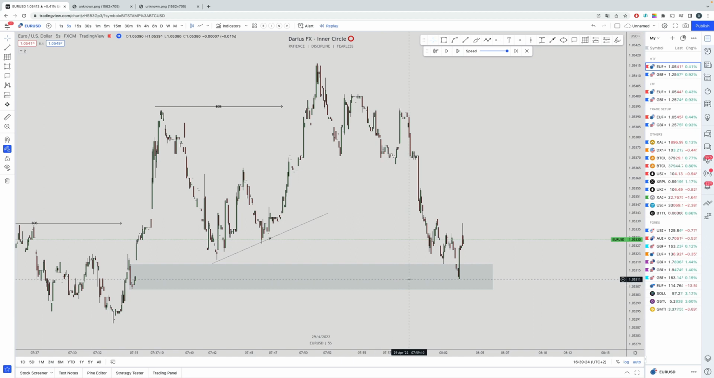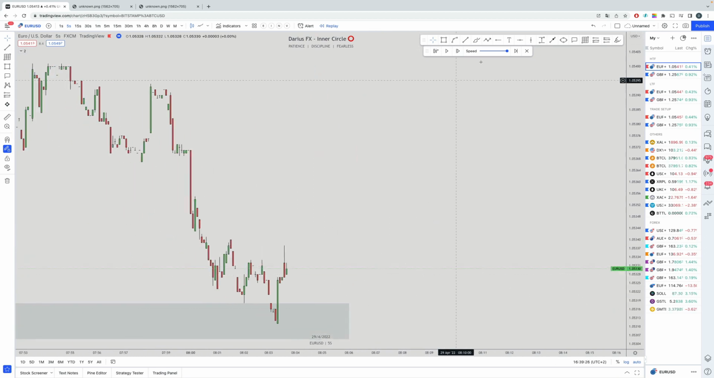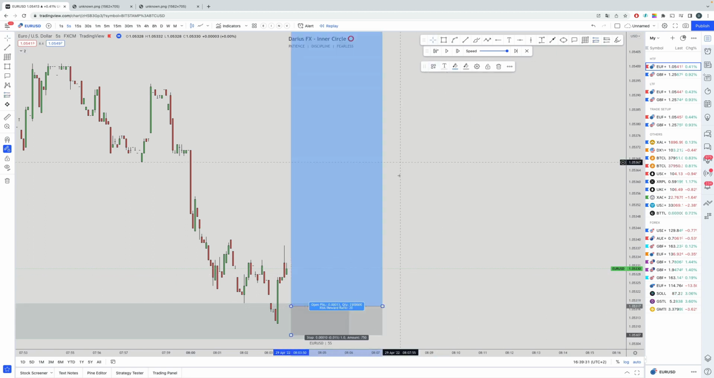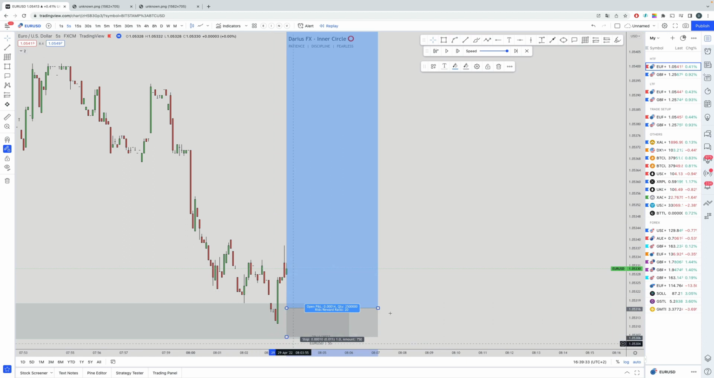What you can do is, at least to protect yourself, something like this: you put a 1 pip, you put it like this, totally fine. You know, it will not stop you out or something.